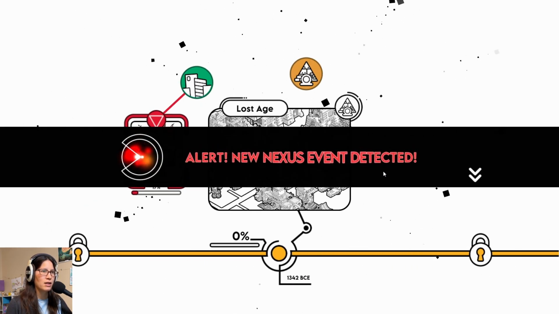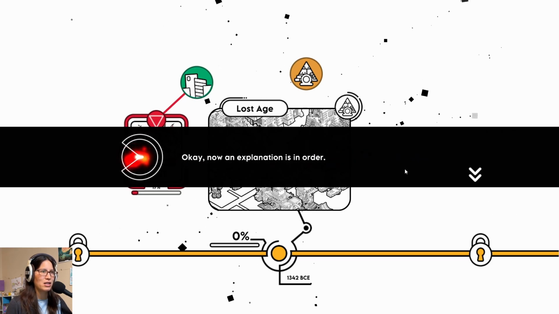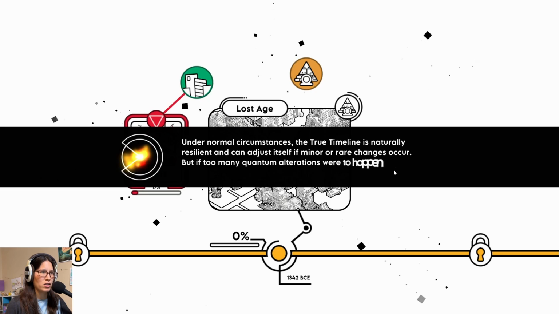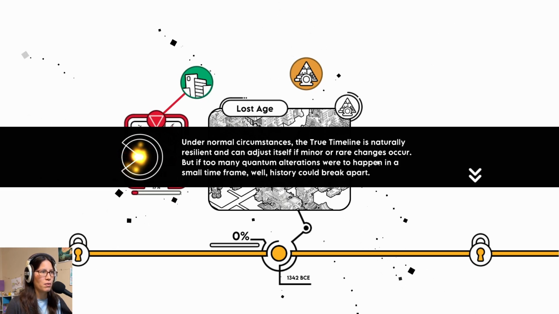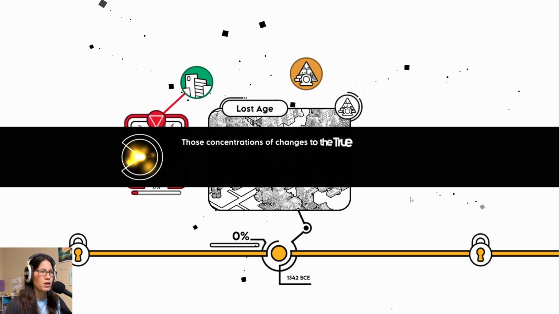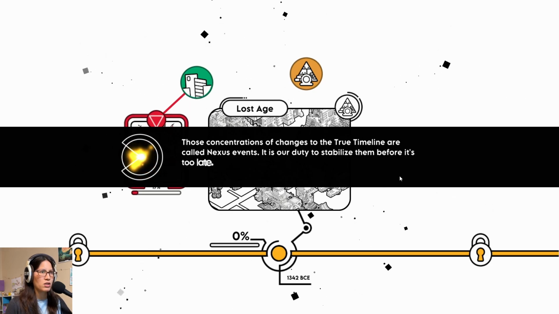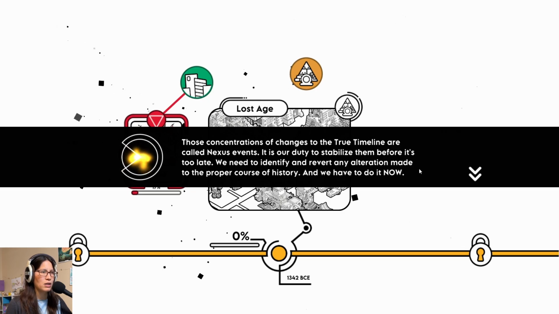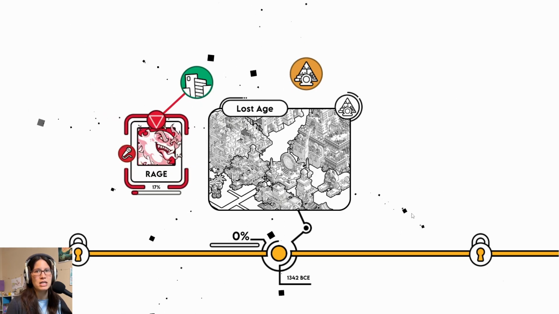Lost Age. Alert! New Nexus event detected! Okay, now an explanation is in order. Under normal circumstances, the true timeline is naturally resilient and can adjust itself if minor or rare changes occur. But if too many quantum alterations were to happen in a small time frame, history could break apart. Those concentrations of changes to the true timeline are called Nexus events. It's our duty to stabilize them before it's too late. We need to identify and revert any alteration made to the proper course of history. And we have to do it now.